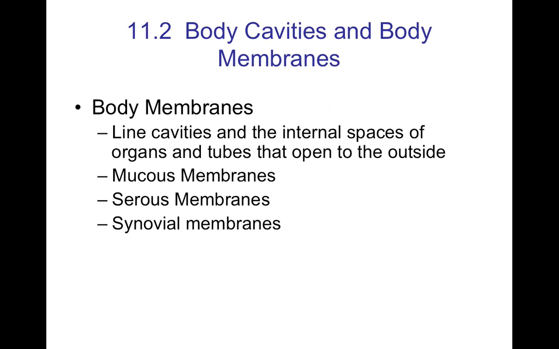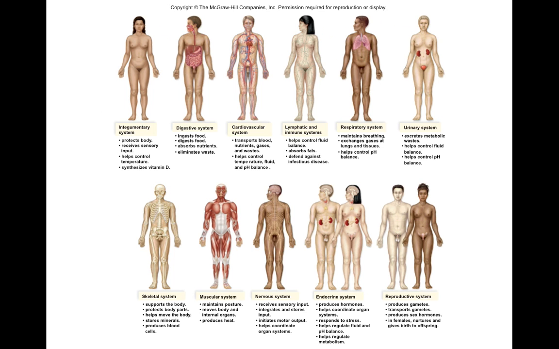Here's where we're going. For your body membranes, you have different membranes that are going to line the cavities and internal spaces. So your pleural membrane and your peritoneal membrane would be in this category. You can also hear of the term mucous membranes, which will line your respiratory tract and your urogenital tract. Your serous membranes will be the membranes surrounding your internal organs, so that they don't have friction when they rub up against each other. And then your synovial membranes will be in your joints, like your elbows and your knees.